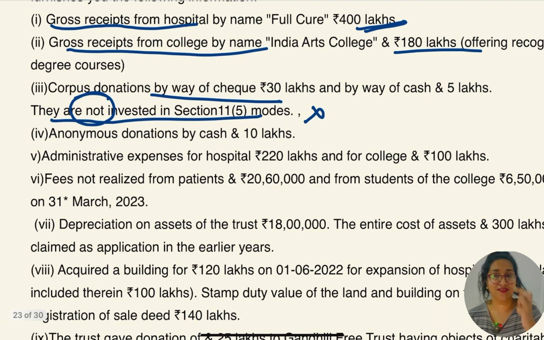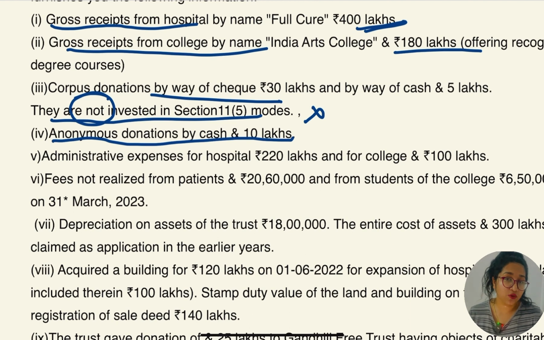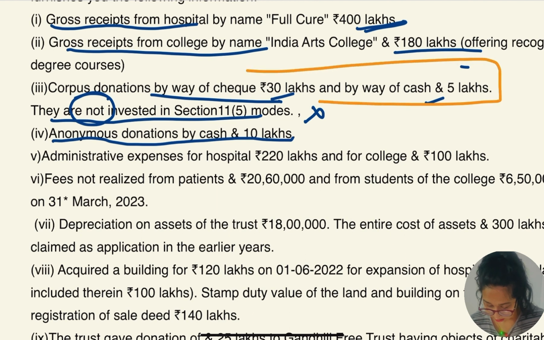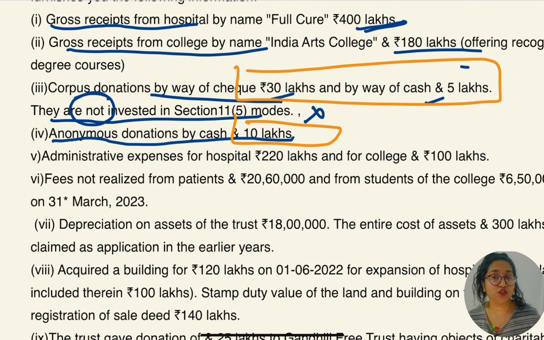Now here comes the anonymous donation. Remember the treatment of anonymous donation. On which amount are we going to compute the total? The total donation. Remember, on total donation what are we going to take? The corpus amount, whether it is cash or check. So these amounts are going to be added, right? Let me take another color. This one is for anonymous donation. This one and this one, the yellow part. So we have total donation of 35 lakh plus 10 lakh, so the total donation is 45 lakh in this question. Hope this is clear.